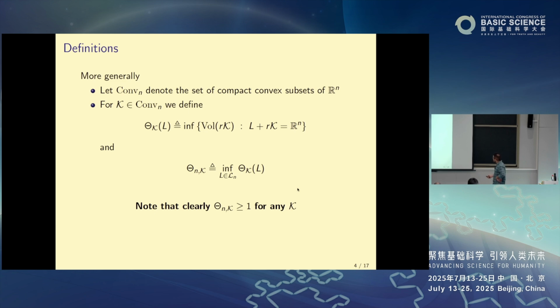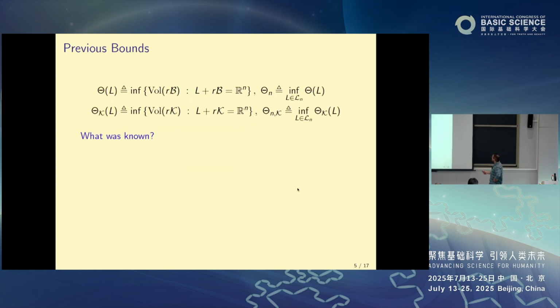Now, an obvious lower bound for the covering density is 1. Why? In order for this to happen, I need RK at least to cover some fundamental cell of the lattice, and fundamental cells have volume 1. So the volume of RK must exceed 1. Right? So covering density is always at least 1. This is a trivial lower bound. So those are the two quantities we care about. Theta n is for the Euclidean ball. Theta n K is for a general convex body K.